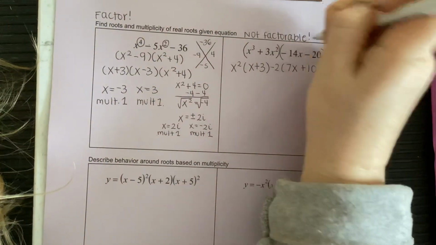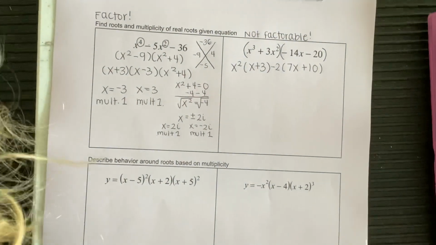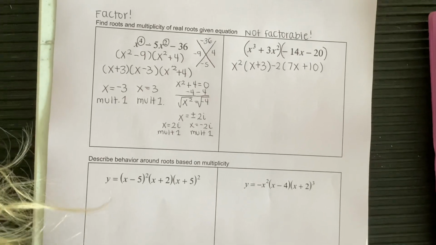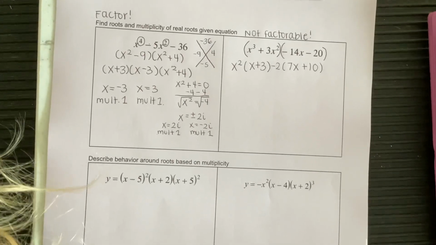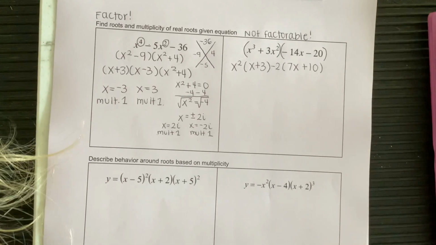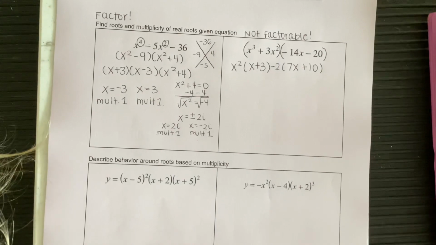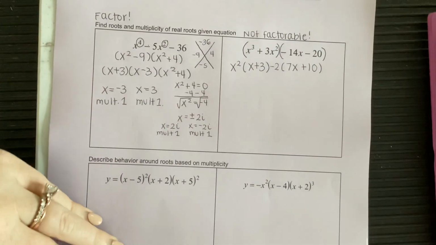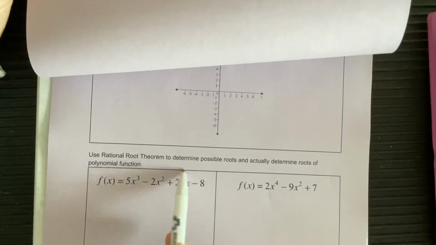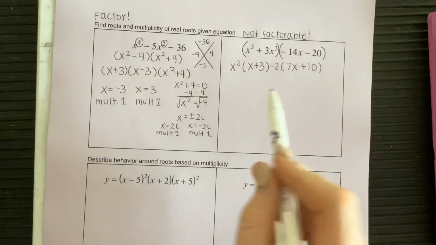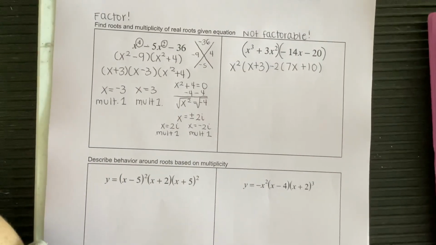So if it's not factorable, there's really only one thing you can choose to do at this point, and that is to use the rational root theorem and go through and do that. I would show you that here, but we actually do that on the next page, I think. Let me make sure. Yeah, we're going to do it on this page. So for the sake of this one, I'm going to skip over it, and if you need extra help, you can always go back to it.